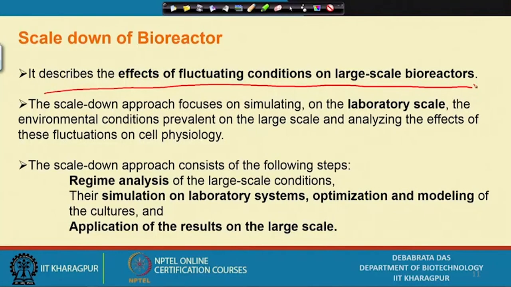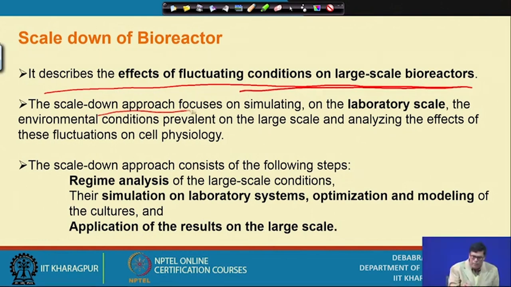Though it is connected with a DG set power generation system, it may require some time for the process to start again. So, whether that kind of fluctuation affects the productivity of the system, we can study in the small scale and find out. So, it describes the effect of fluctuating conditions on the large scale bioreactor.